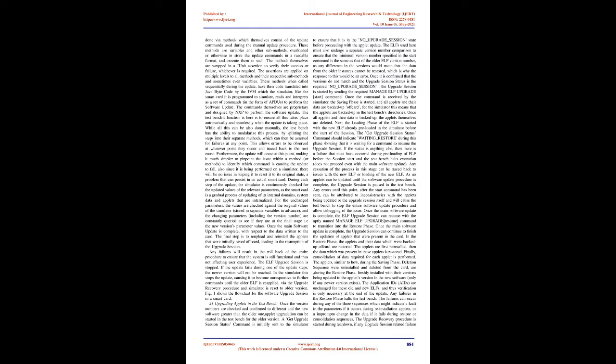The entire update procedure is done via methods which themselves consist of the update commands used during the manual update procedure. These methods use variables and other sub-methods, overloaded or otherwise, to store the update commands in a readable format, and execute them as such. The methods themselves are wrapped in a JUnit assertion to verify their success or failure, whichever is required. The assertions are applied on multiple levels to all methods and their respective sub-methods, and sometimes even variables.